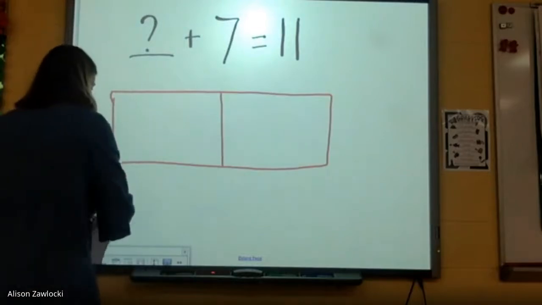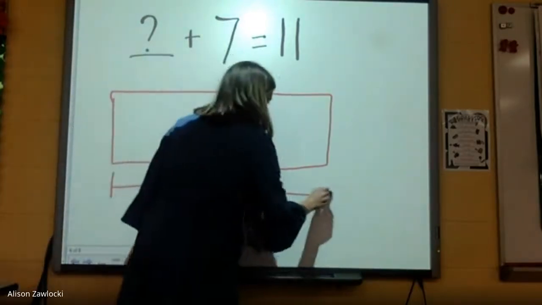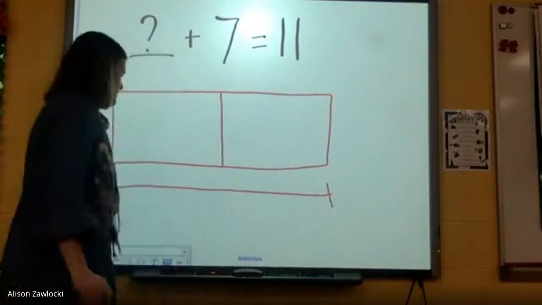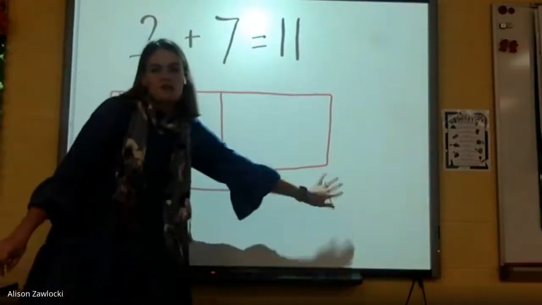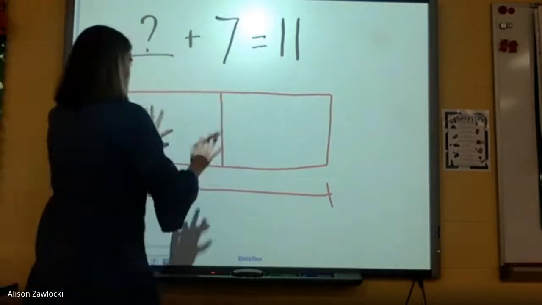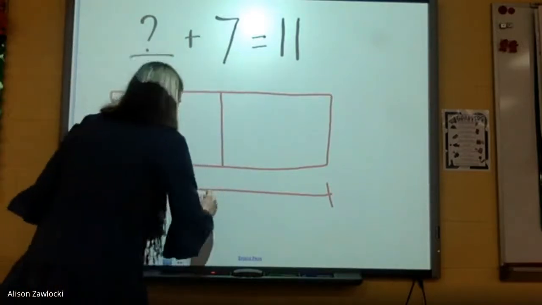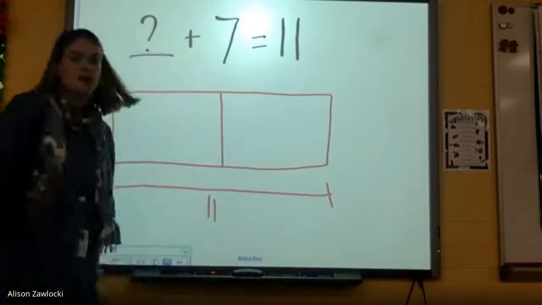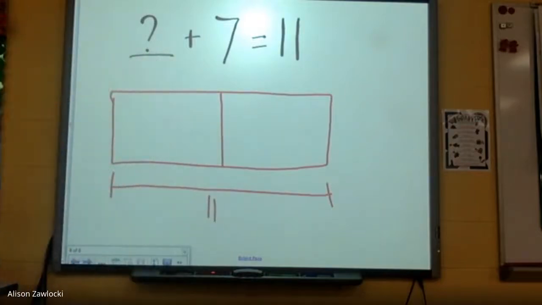Now, we're going to draw a line, just like a number line, but we're not going to put tick marks on it like a number line. And this just means all together. What does it equal all together? So we're going to put our total. So these are our two parts, and this is our whole. And we're going to write the total underneath our line. That just means those two parts added together equals 11.